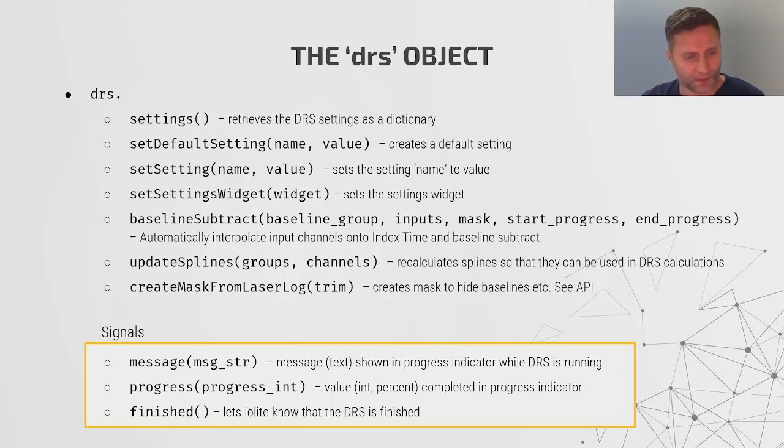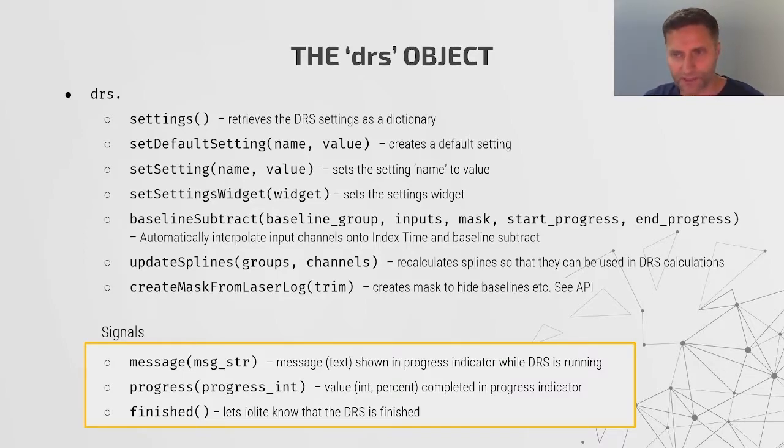There's also this DRS.finished function that lets iolite know when the DRS has finished, so it will recalculate all of the results and it will update the user interface. So it's really important that you call that anytime the DRS finishes. And I say anytime that the DRS finishes because you might exit early because the user hasn't provided some value that you need. For example, they haven't selected their reference material selections yet, and you'll want to finish the DRS at that point, and you'll need to let iolite know that the DRS is finished by calling this DRS.finished.